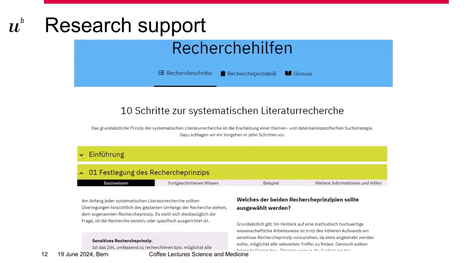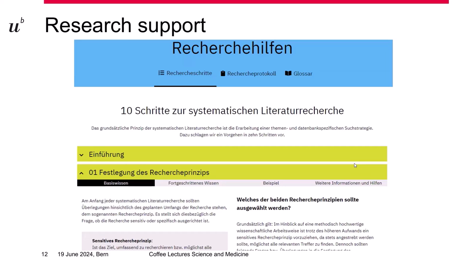As I said, the first part of RefHunter was actually a guidance for doing systematic literature search. And there is still this area with the 10 steps to systematic literature search. It's a manual on how to proceed from the very beginning to the very end. And it's still there. It's well written. It's written in German, obviously.